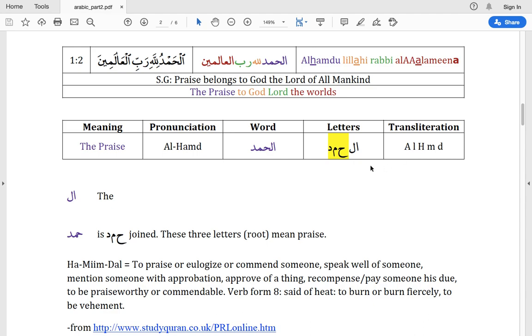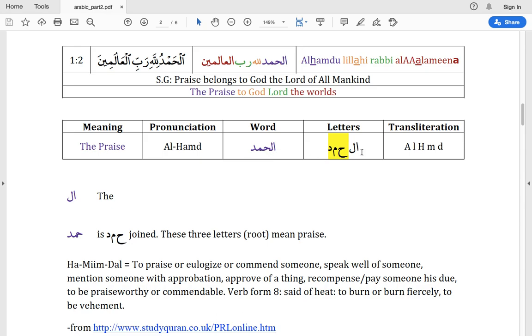Now, what I want to talk about is roots. The way roots work in Arabic is a fantastic idea, because it helps preserve the meanings of the words in the Quran via a central idea or a central meaning. Now, in this context, let's look at alhamd.